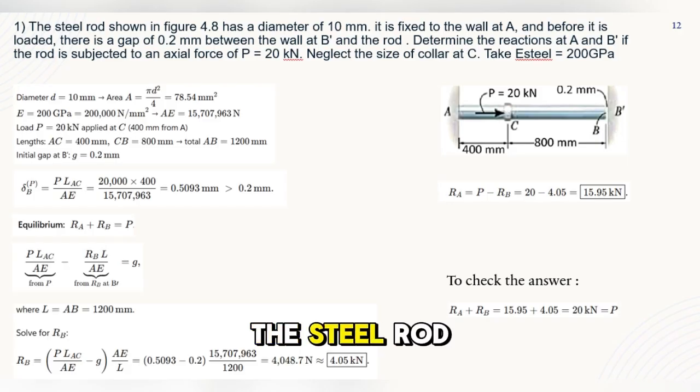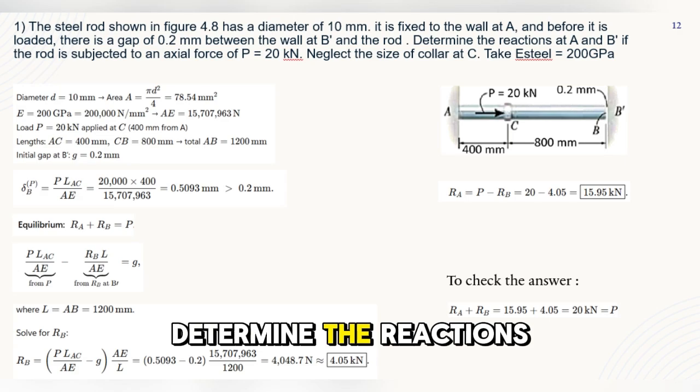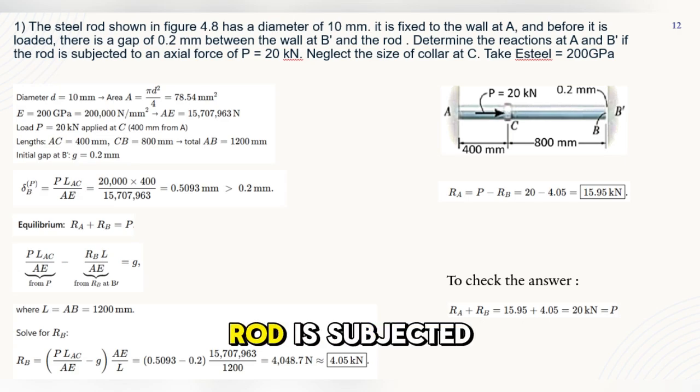Tutorial 1. The steel rod shown in figure 4.8 has a diameter of 10 millimeters. It is fixed to the wall at A, and before it is loaded, there is a gap of 0.2 millimeters between the wall at B and the rod. Determine the reactions at A and B if the rod is subjected to an axial force of P = 20 kilonewtons. Neglect the size of the collar at C. Take E steel = 200 GPa.